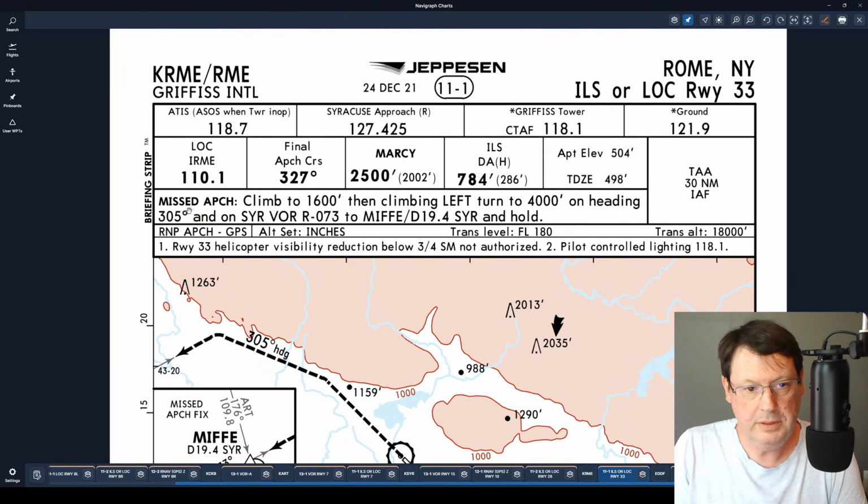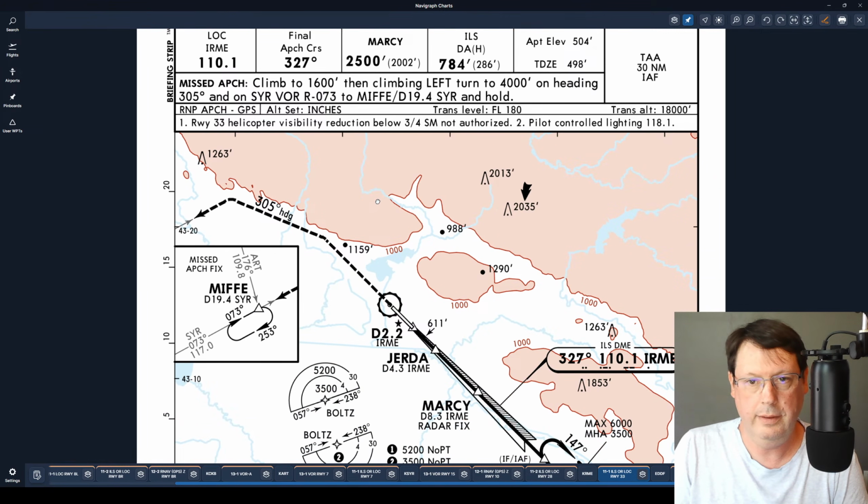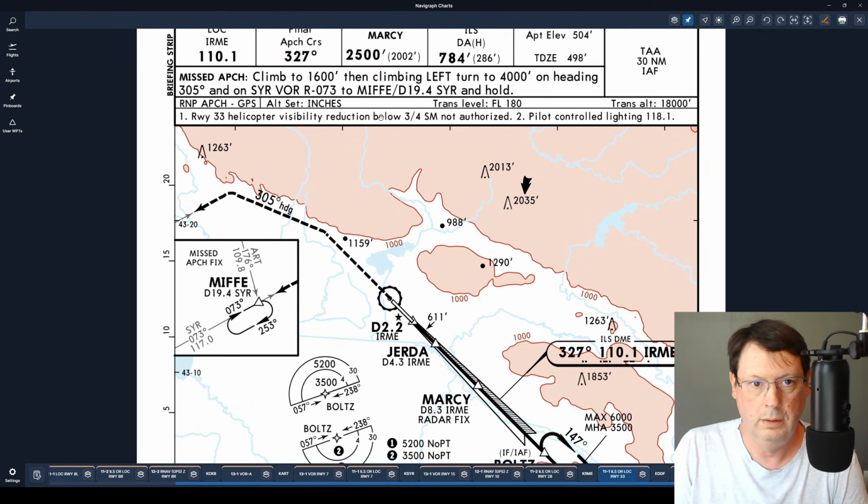So then next up is the missed approach. They give you a script, a written version of the missed approach, and this one in particular we'll look at down here on the overhead as well. So it says climb to 1,600 feet and then a climbing left turn to 4,000 on a heading of 305. And on the Syracuse VOR radial 073 to Miffy, D19.4 Syracuse, and hold.